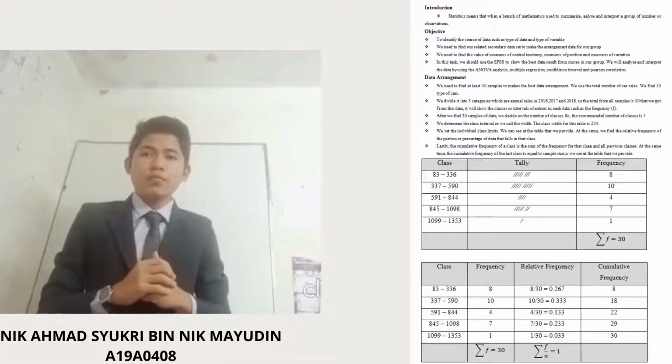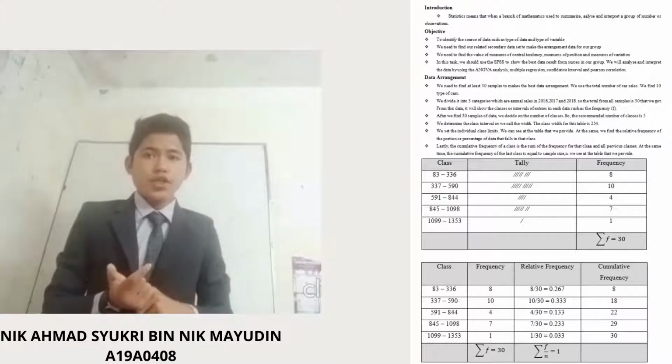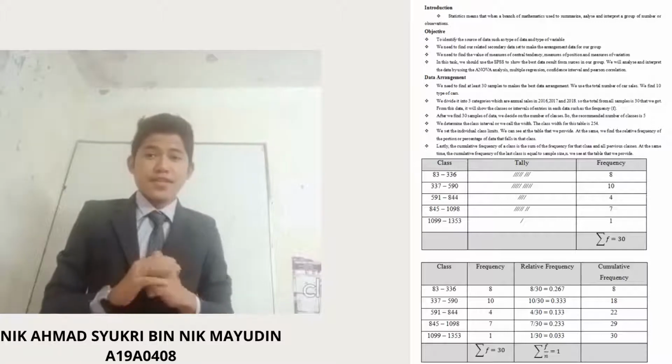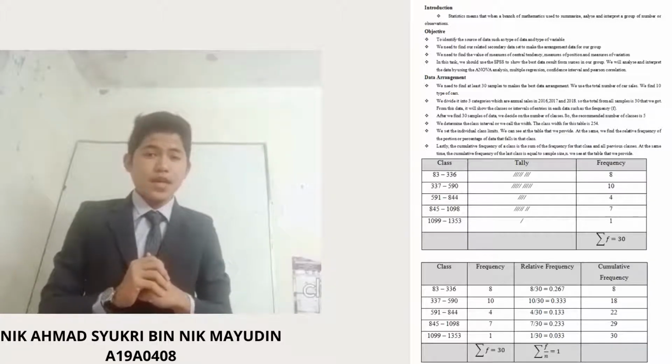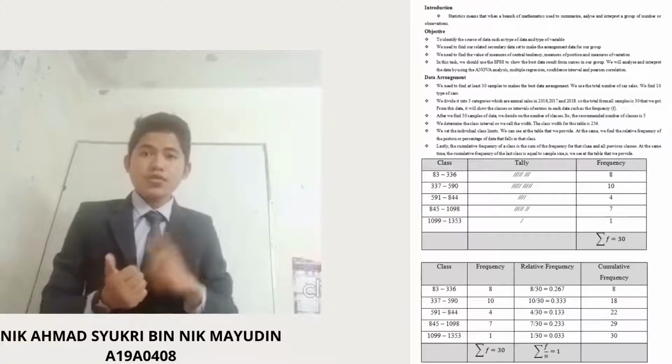Before we continue to find more information in the data, we need to find our own related secondary data set to make the arrangement data for our group. At the same time, we need to find the value of measures of central tendency, measures of variation, and measures of position. In this task, we should use SPSS to show the best result from sources in our group. We will analyze and interpret the data by using ANOVA analysis, multiple regression, confidence interval, and Pearson correlation.